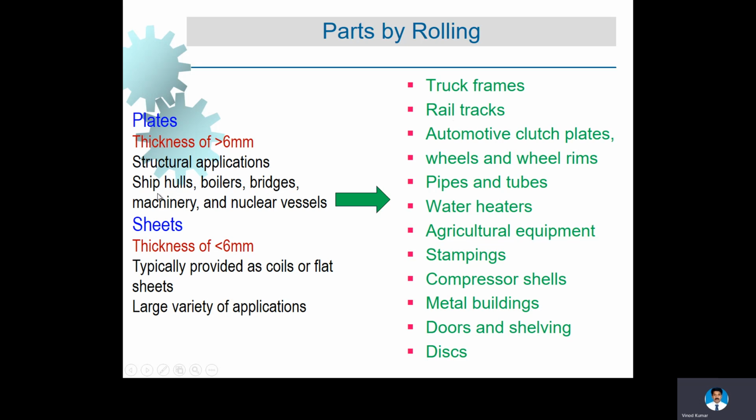For structural applications, they can be widely used in ship hulls, boilers, bridges, machinery. So we can produce plates more than 6 mm, and we can produce sheets less than 6 mm, typically provided as coils or flat sheets. There is a large variety of applications where plates and sheets are used. You could see here truck frames, rail tracks, automobile clutch plates, wheels and wheel rims, pipes and tubes, water heaters, agriculture, many stampings, compressor shells, metal buildings, doors and shelves. Many places we can use the rolled parts.